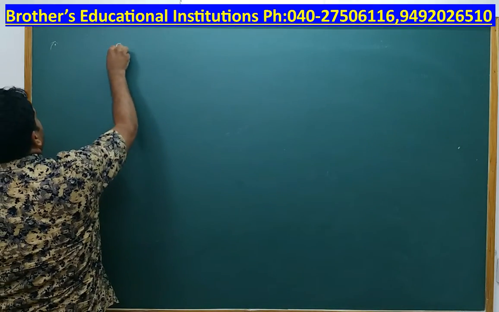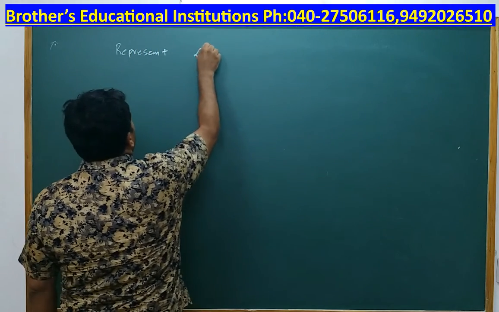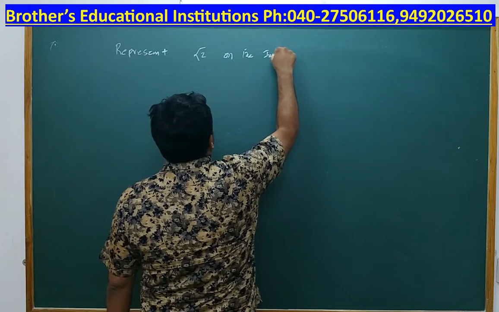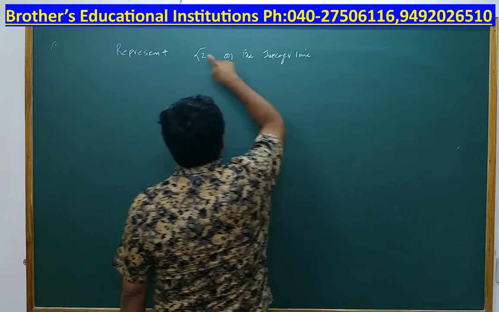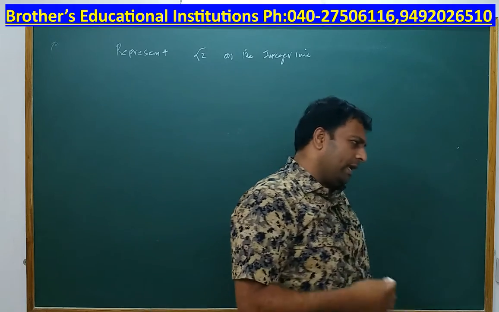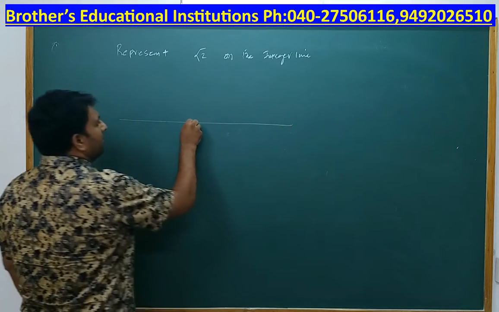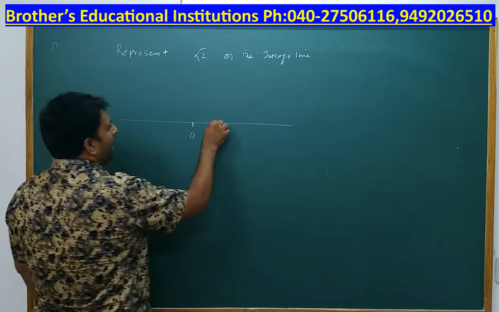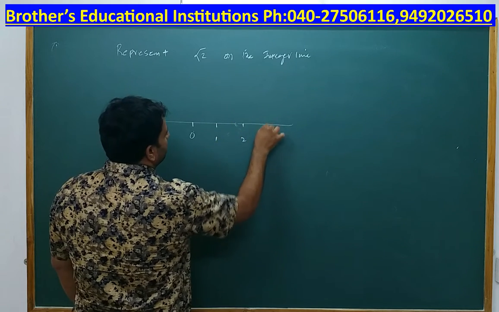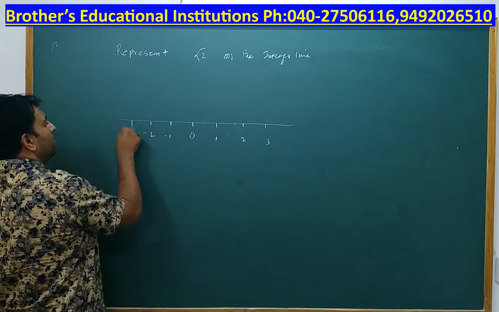You can note this question: represent root 2 on the integer line. What is root 2? Root 2 is an irrational number. So you have to represent root 2 on the integer line. How do I do it? Now I will draw an integer line. Let this be 0 and you have 1. Do the markings. This is 2, this is 3, and here also you can have -1, -2, -3, and so on.